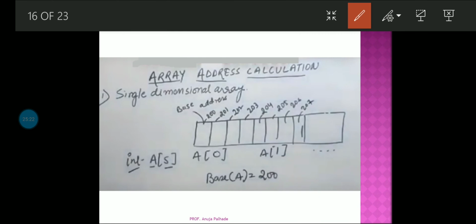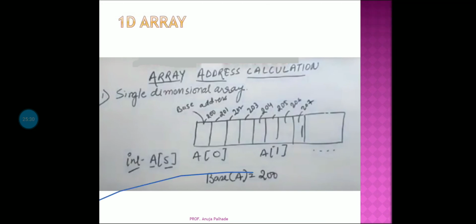Are you getting what I am trying to tell you? Means in each cell of an array you can store a 4 byte data item. So base address is 0.